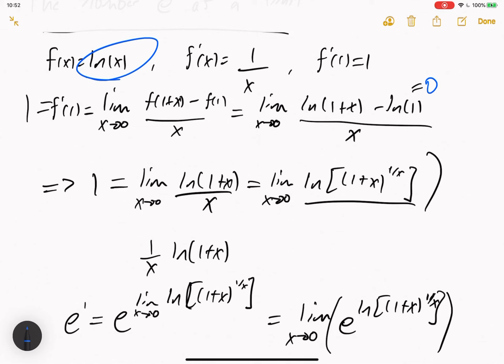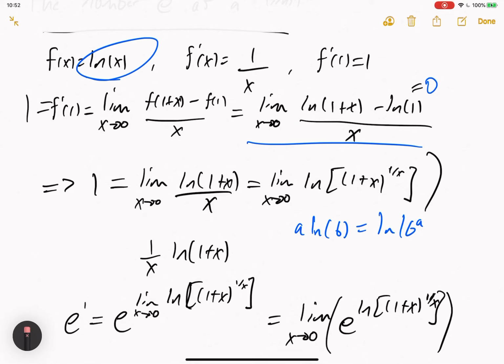We're just going to rewrite the equation to get 1 is equal to the right-hand side, so 1 is equal to ln of (1 plus x) divided by x. And then one of the properties of logarithms, remember, if you have a times ln of b, this is equal to ln of b to the a. So really what we have is our a is equal to 1 over x and our b is equal to 1 plus x. So basically that tells us we're allowed to move that 1 over x, and that's what we did.